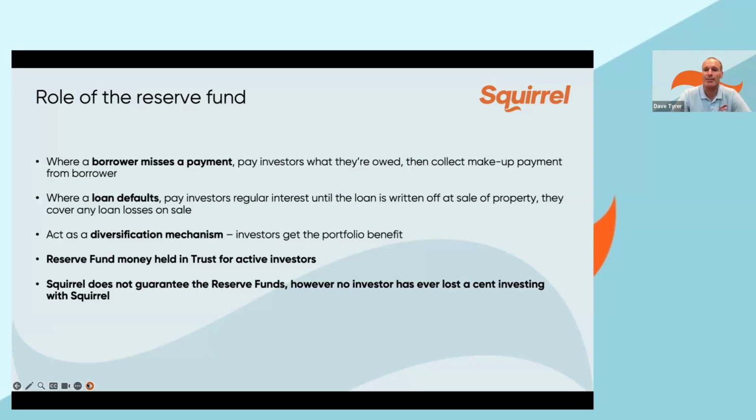Squirrel doesn't guarantee the reserve funds. However, no investor's ever lost a cent investing with Squirrel, and partly because the reserve funds have done their job and the credit models that we're running are working for our investors. And I'll cover that in a little more detail as we go.